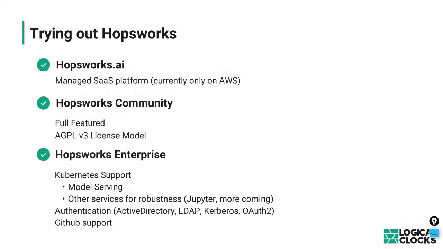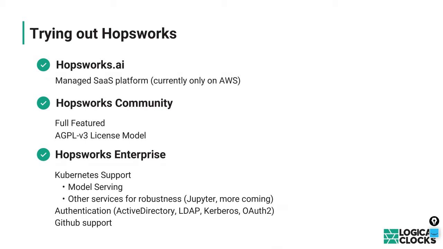We have a version of Hopsworks called Hopsworks Enterprise. It's used both in the cloud and on-premise. And Hopsworks.ai is the managed version of Hopsworks Enterprise, so it's available only as a managed platform on AWS currently. And that's what we're going to use in the demo today, Hopsworks.ai. It's the easiest and fastest way to get started on AWS.